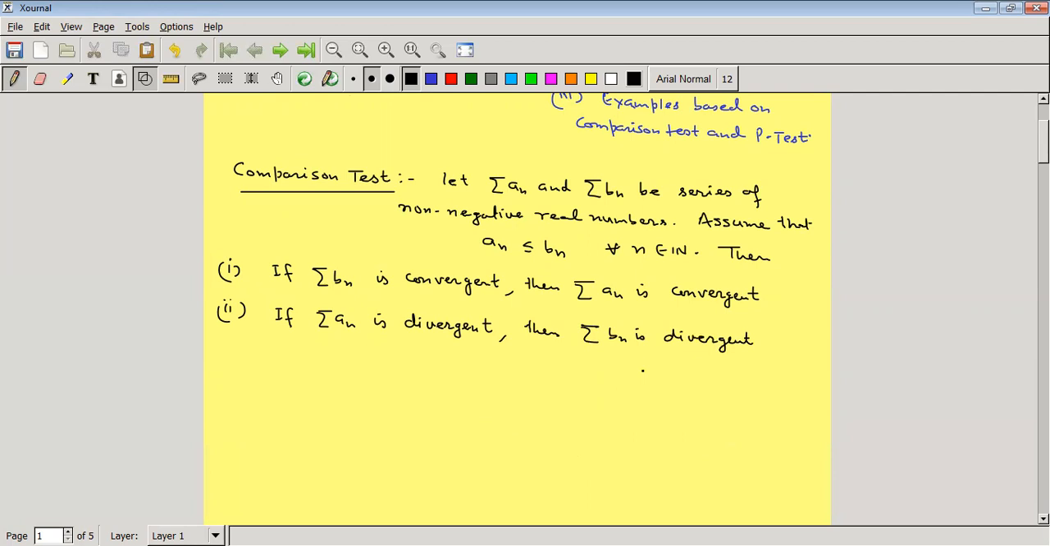So it is the contrapositive of the first condition. What is the contrapositive? If an is not convergent, then bn is not convergent. We can prove this second part by contradiction. If summation an is divergent, then bn is divergent. If we take summation bn convergent, then we can prove that summation an is also convergent. So it contradicts the given condition that summation an is divergent.